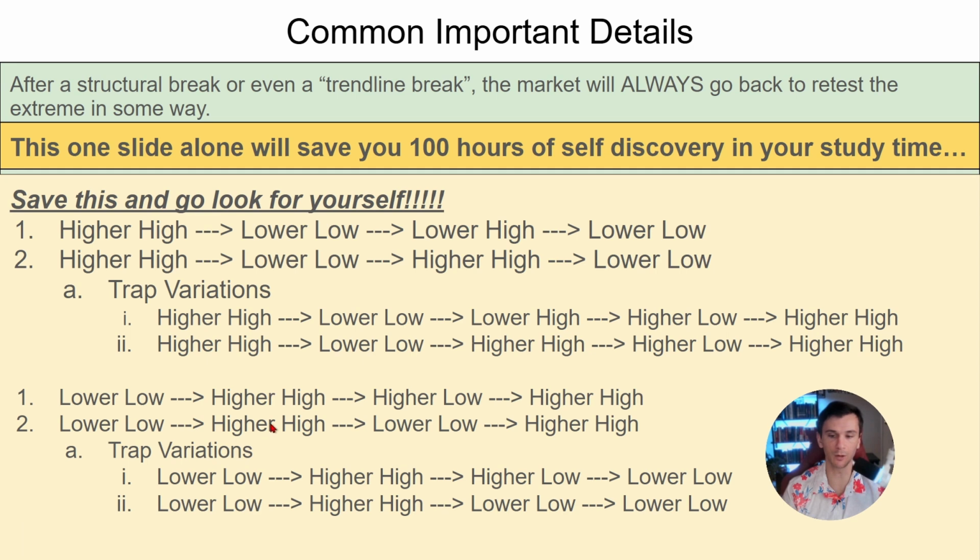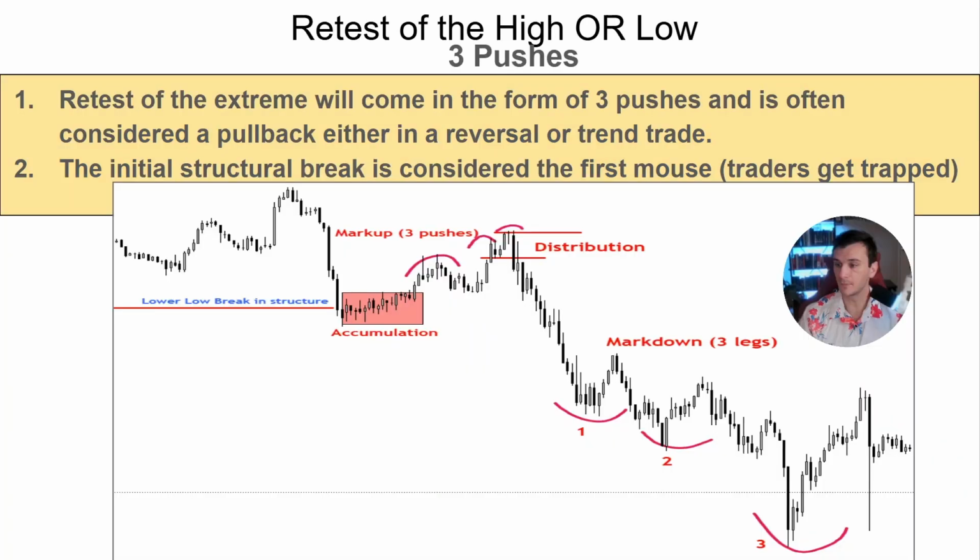Sometimes you get the lower low, a higher high. They'll come down for a lower low, and then I'm trying to get in on the failed lower low to go back up to make higher highs. Of course, there's trap variations of this theme as well. And of course, I wouldn't leave you all hanging without giving you pictures.